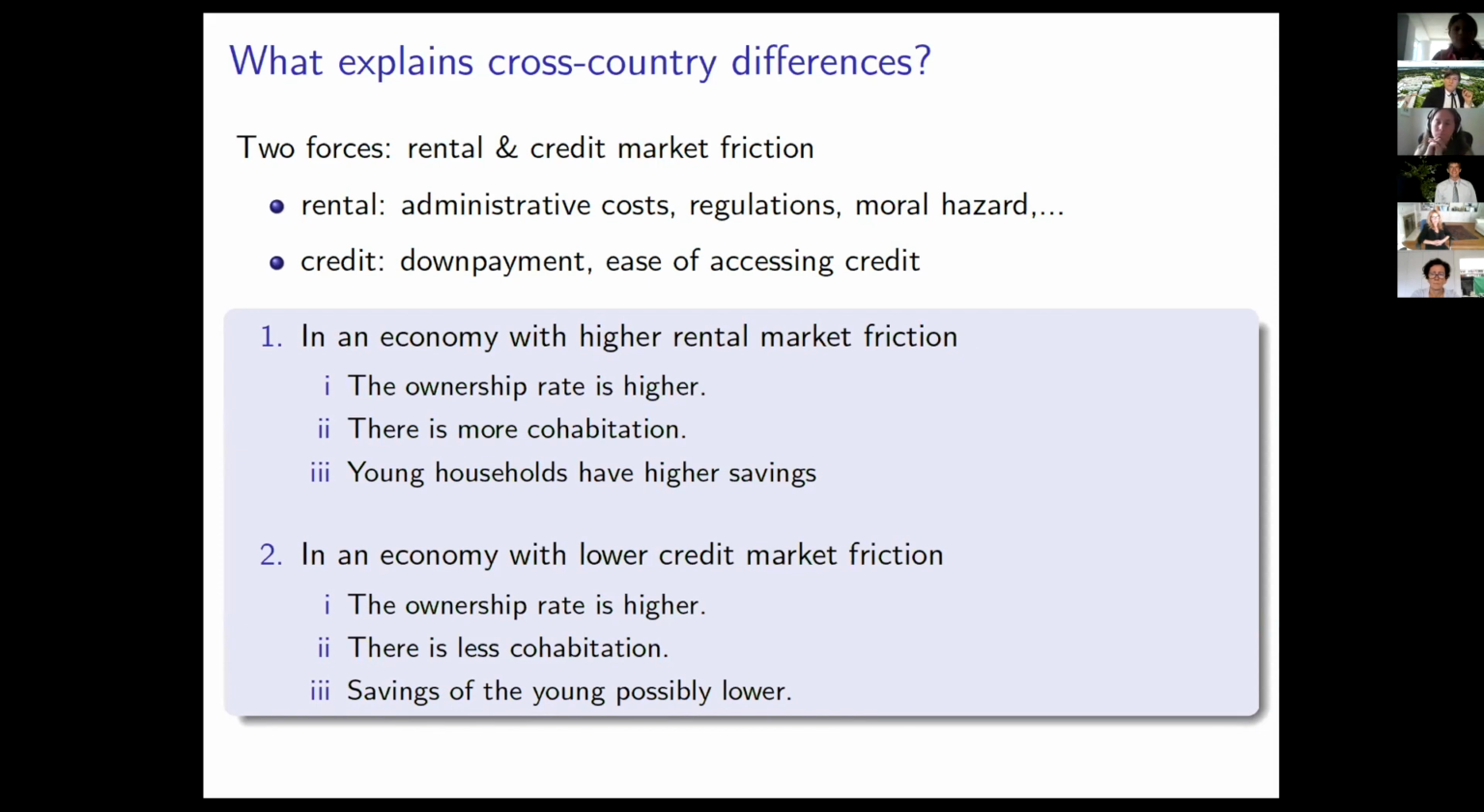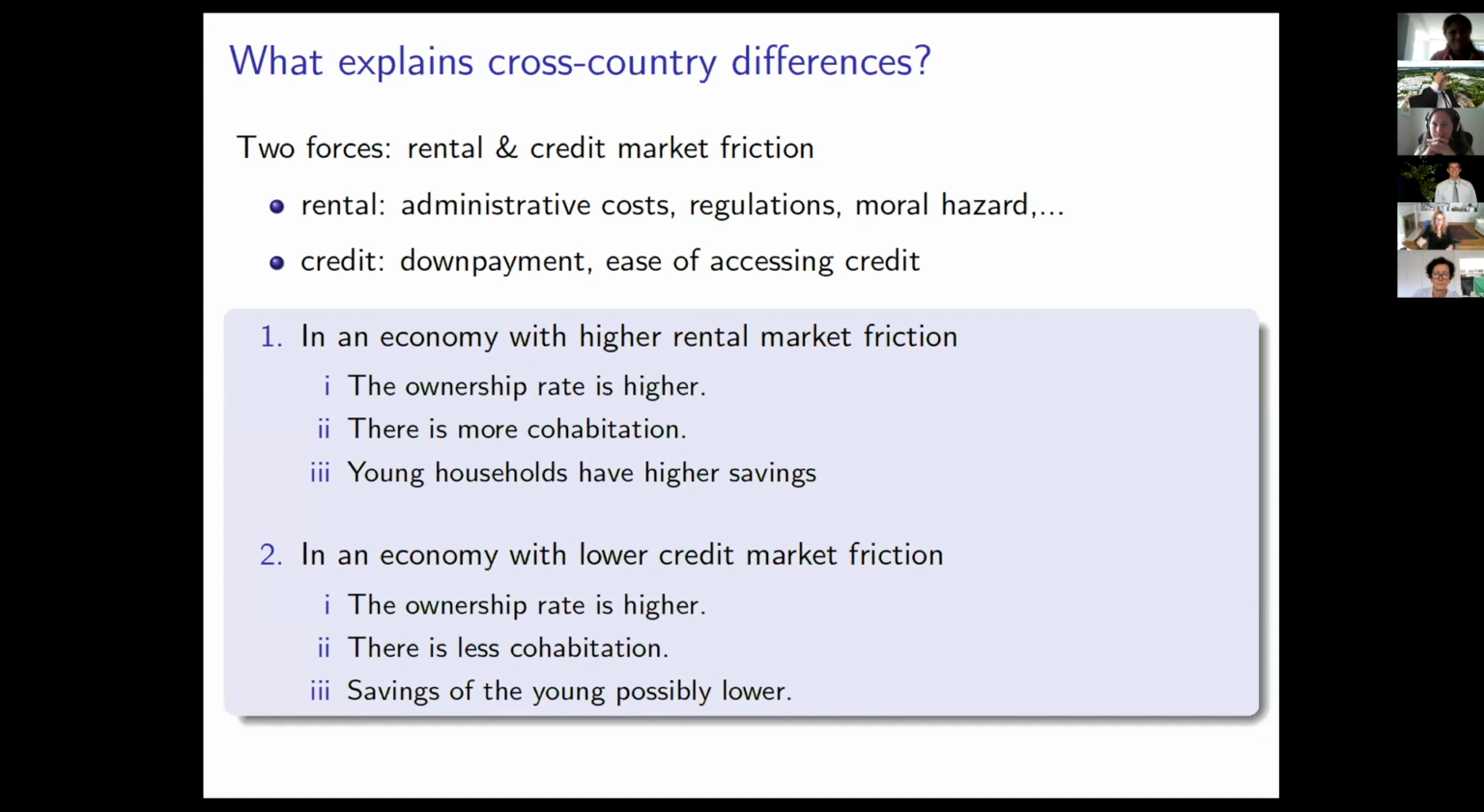Now, in the paper, we prove two sets of propositions. The first one is related to rental markets. So think of an economy with higher frictions in rental markets. In such an economy, the home ownership rate is going to be higher. Renting is more expensive, so more households find it worthwhile to own despite the down payment requirement. In such an economy, there's also going to be more cohabitation.